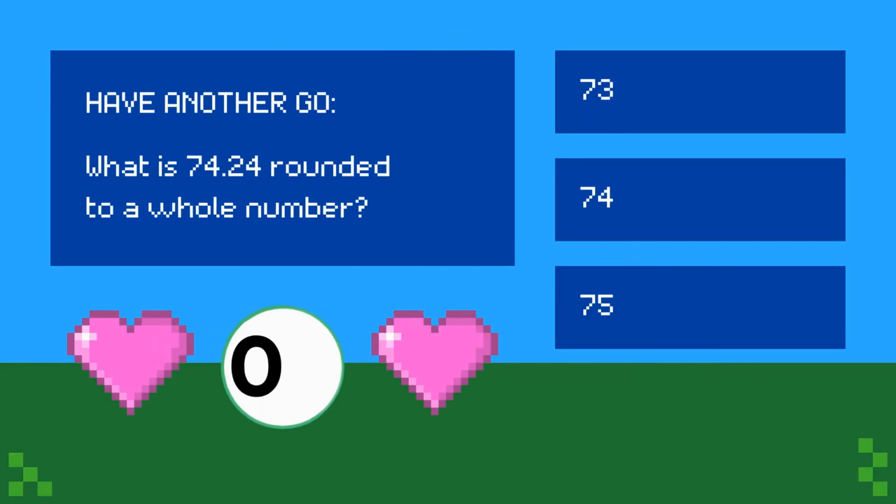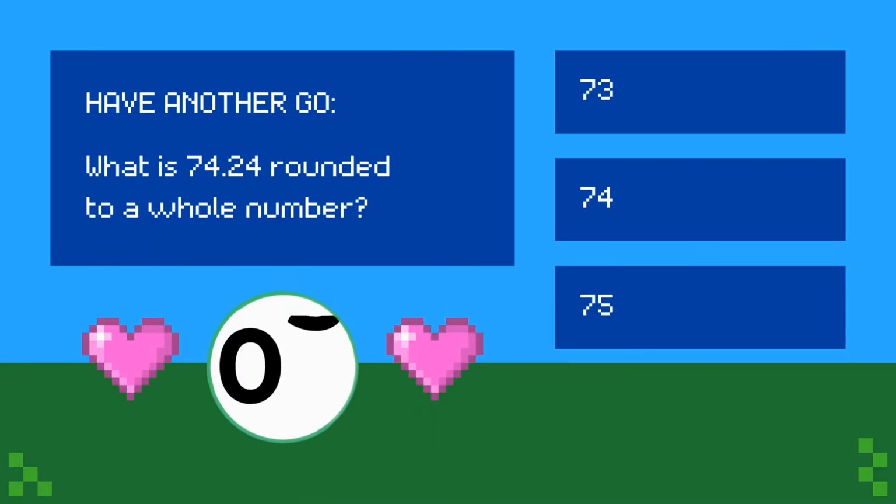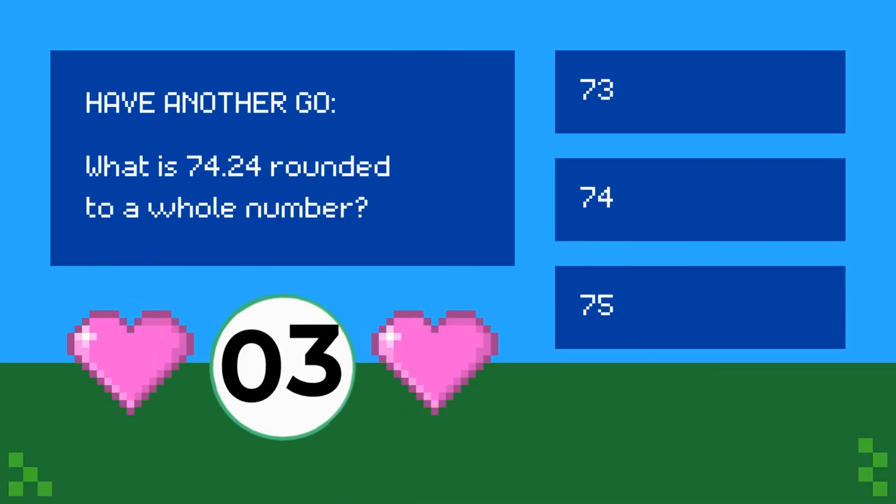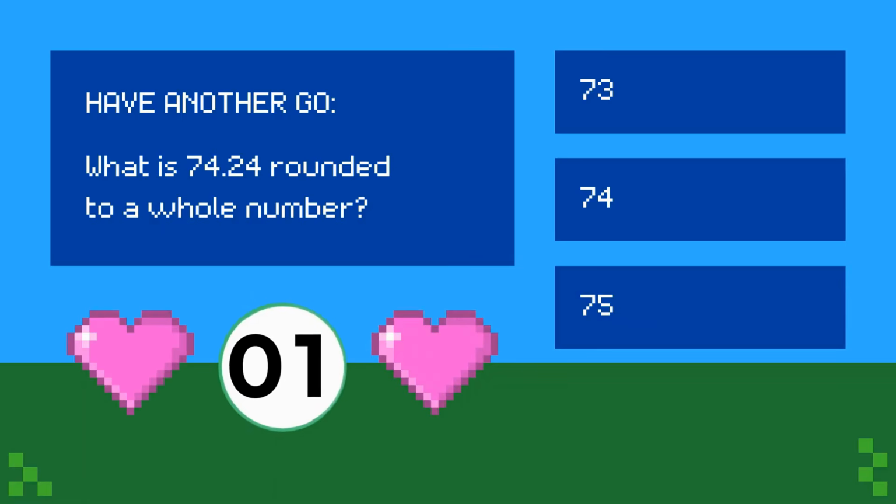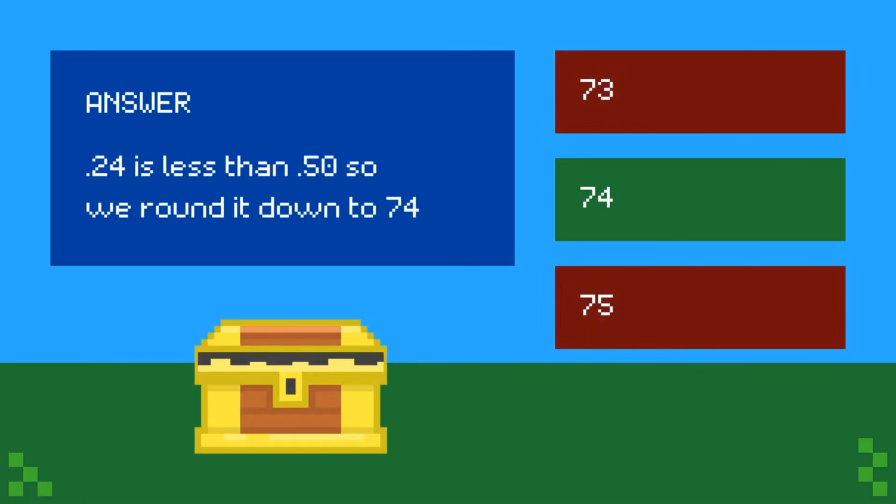What is 74 and 24 hundredths rounded to a whole number? 6, 5, 4, 3, 2, 1. The answer is 74. 24 hundredths is less than 50 hundredths, so we round it down to 74.